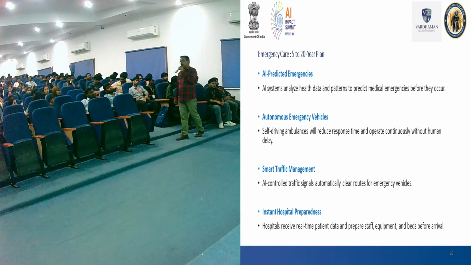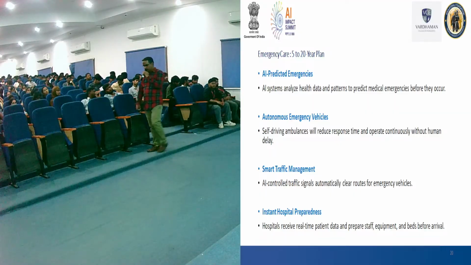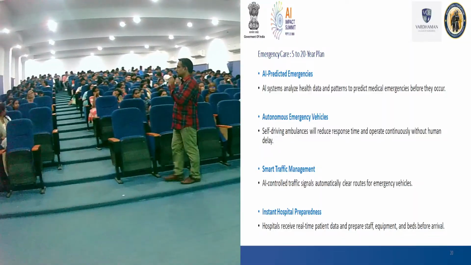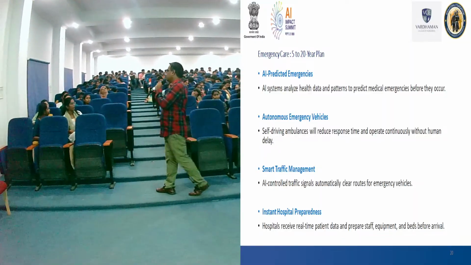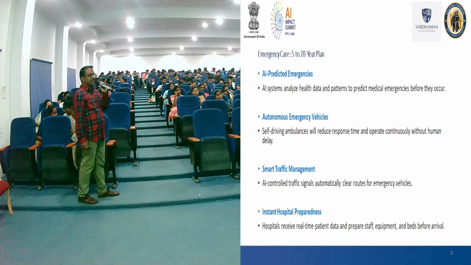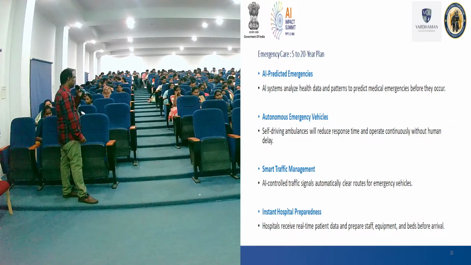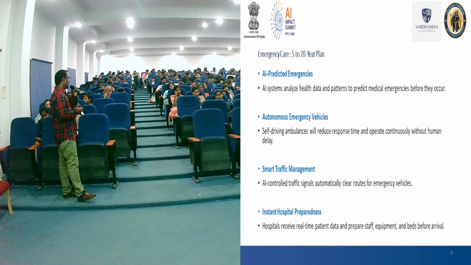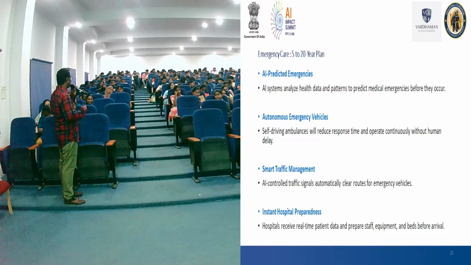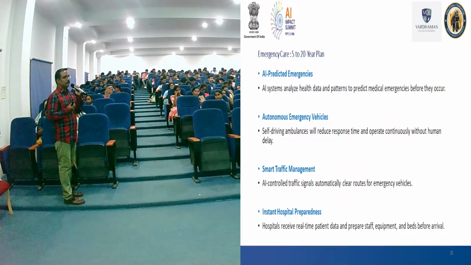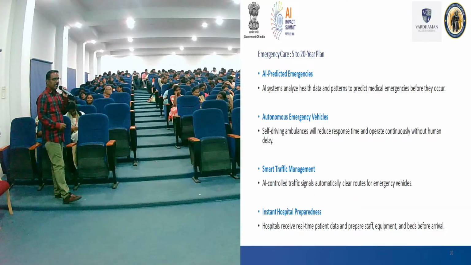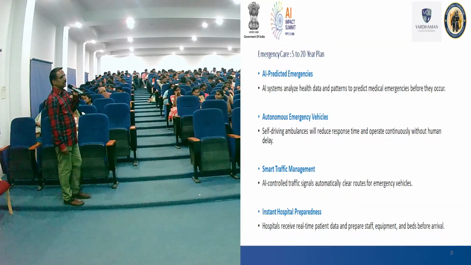The next five years plans. This is important. Earlier we discussed current technology. This one is the next 5 to 20 years plan. Predicting emergencies. Who is going to predict the emergency, the emergency level, whether medium or high? AI systems analyze data patterns to predict medical emergencies before they occur.